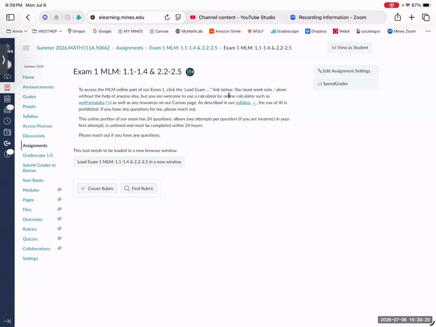The only difference here is that you are allowed to use a calculator. Again, AI is prohibited, the internet at large is prohibited, and working with other people is prohibited. But if you need to talk to me, that's great. If you want to use Canvas resources, that's great. And you have the use of a calculator if you want. If you have your own calculator, that's fine. You could also use Wolfram Alpha here as a calculator. If you need further instructions regarding AI use, please consult the syllabus.